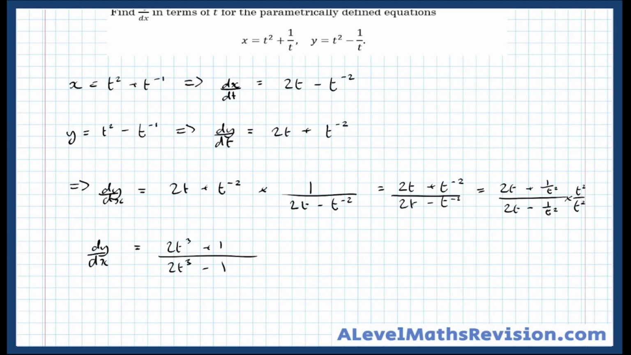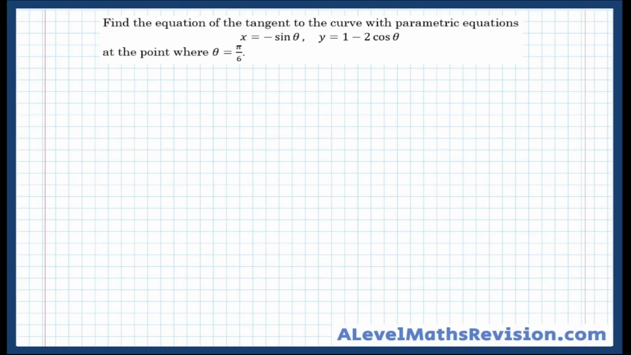So we'll do another example. Find the equation of the tangent to the curve with parametric equations x equals minus sine theta, y equals 1 minus 2 cos theta at the point where theta equals pi over 6. So basically what we need is the coordinates of a point and the gradient of the line in order to be able to do this. So let's concentrate first of all on getting the point.